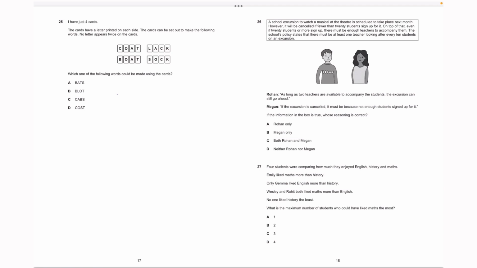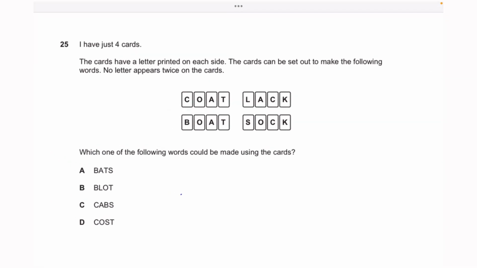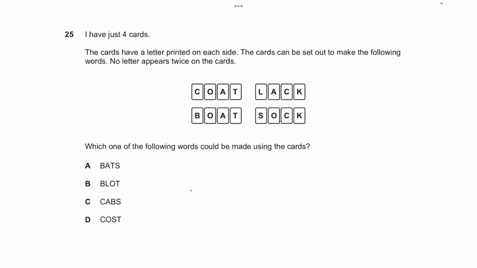Okay, so let's have a look at question 25 now. So question 25 goes like this. It says, I have just 4 cards. Now, the cards I have a letter printed on each side. So think about your card. A card usually is double-sided. There's one side and another side, and each card has one letter printed on each side.